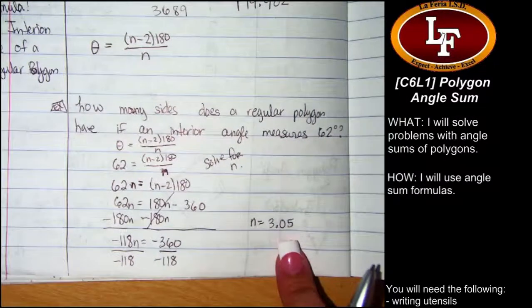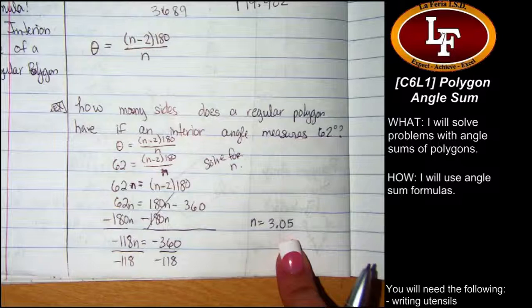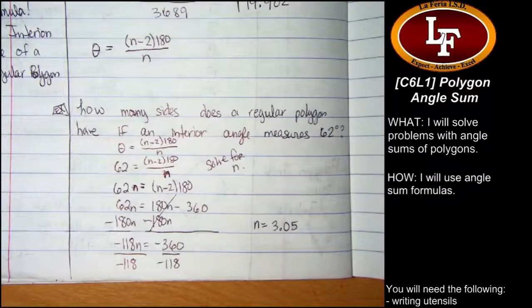Please don't round these very much. What this tells us is a couple of things. First off, this is supposed to be a number of sides. We have 3.05 sides. We've got 3 complete sides and then part of a fourth. You can't do that because that means that your polygon has a hole in it.